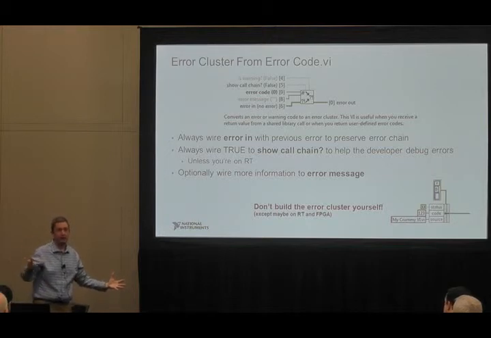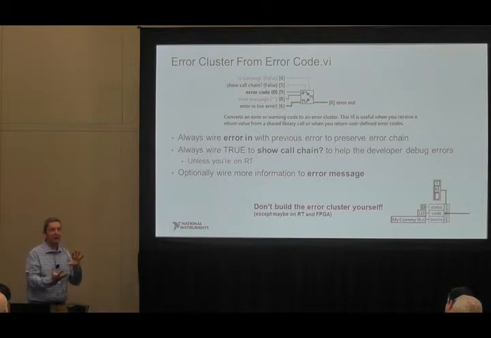And in doing that, when you wire call chain true and you wire error message string, now that error cluster is going to provide the call chain and it's going to provide whatever additional information you wired into that string.